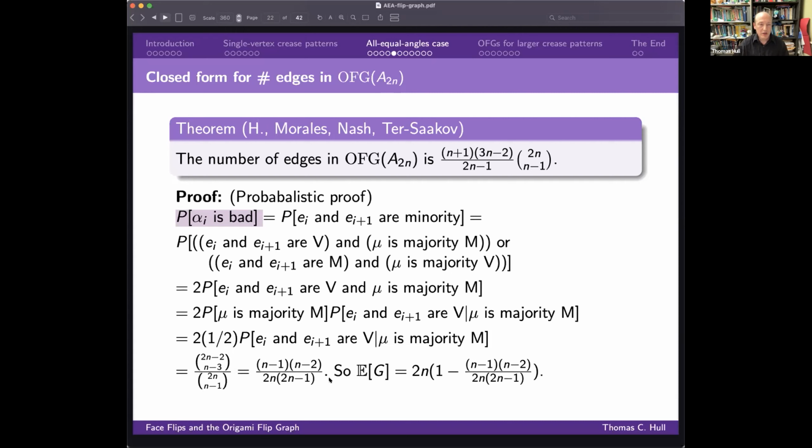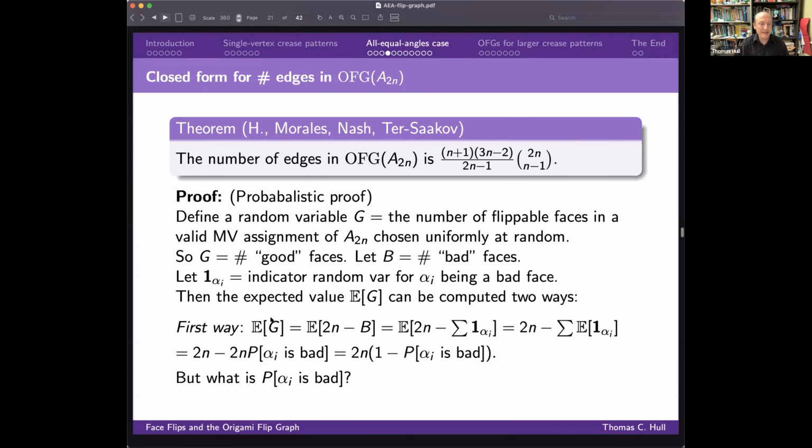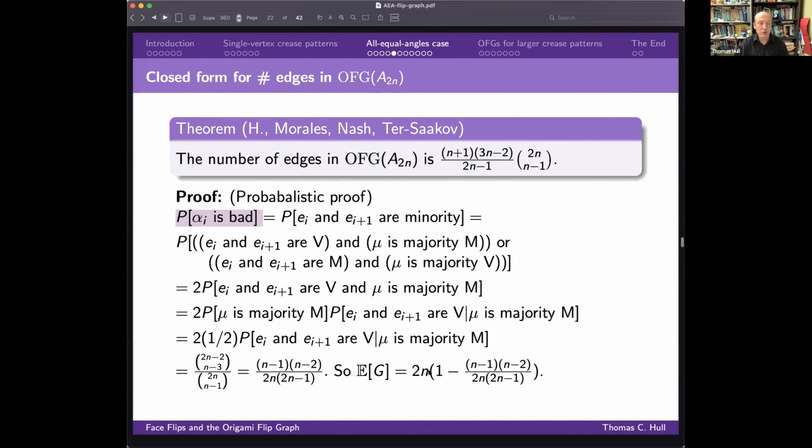Going back quickly to the previous slide, we got that the expected value of G was 2n times 1 minus the probability that a given face is bad. So the expected value of G is 2n times 1 minus this fraction that I just calculated. That is one formula for the expected value of this random variable, which is like counting the number of good faces in a sense.